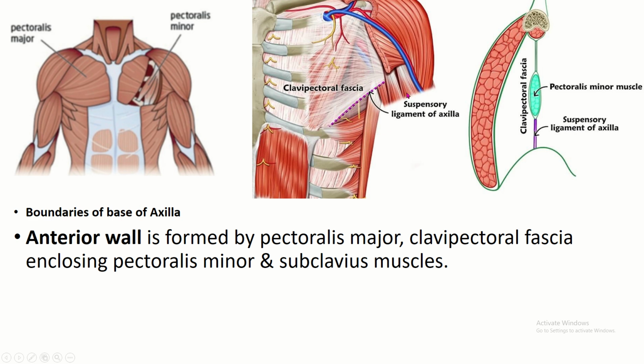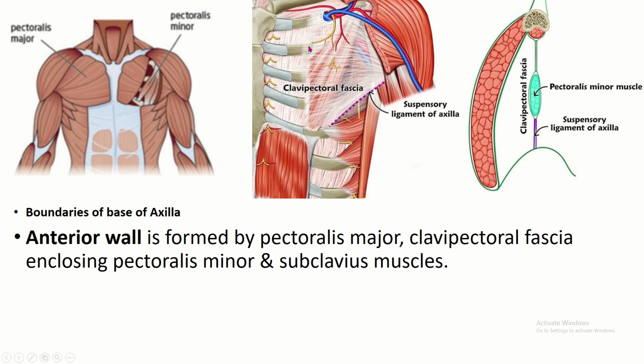The anterior wall. This is the anterior wall. It is formed by the pectoralis major and the clavipectoral fascia. This clavipectoral fascia encloses two muscles: the subclavius muscle, which is situated in the inferior surface of the middle third of the clavicle, and the pectoralis minor. And this clavipectoral fascia is continuous with the axillary fascia.